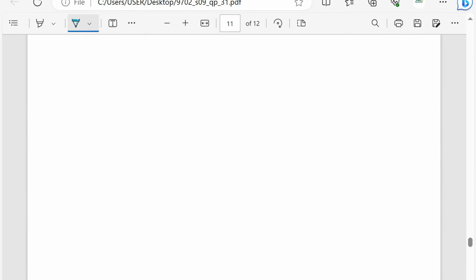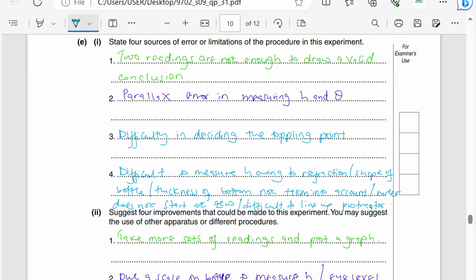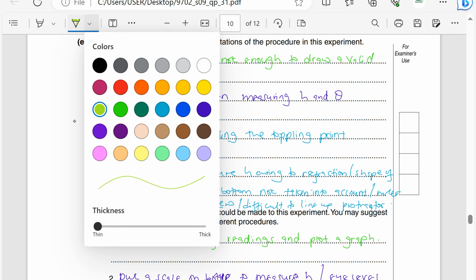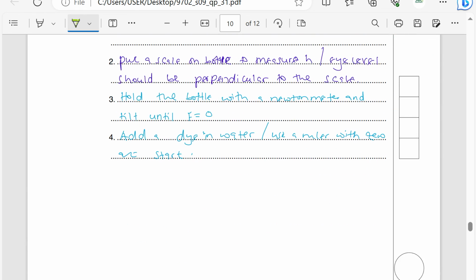This method of improvement that I wrote in the last part of the question, add a dye, could also solve the fact that the meniscus is not visible. I could also say difficult to measure H owing to refraction, or difficult to measure H because the meniscus is not clearly seen. You cannot see the meniscus clearly, because the bottle is transparent and may look almost the same as the water, so you may not easily see the meniscus, and that can be solved by adding a dye into the water.